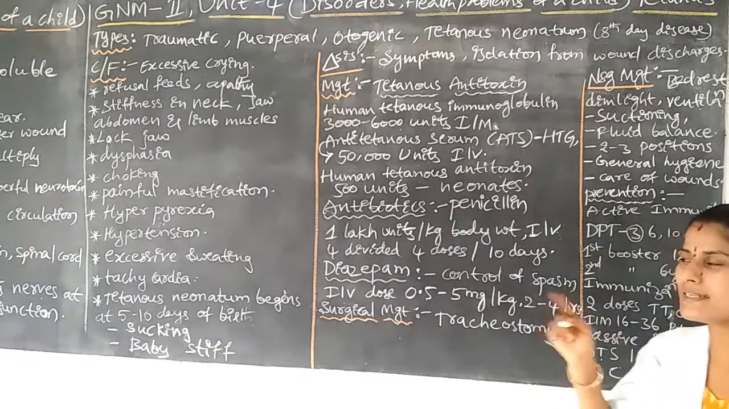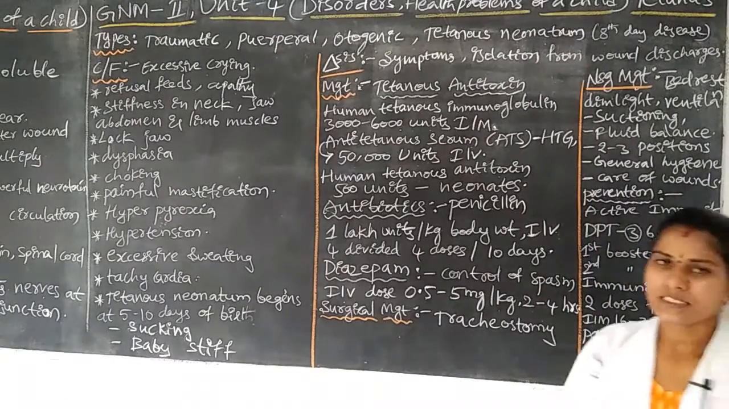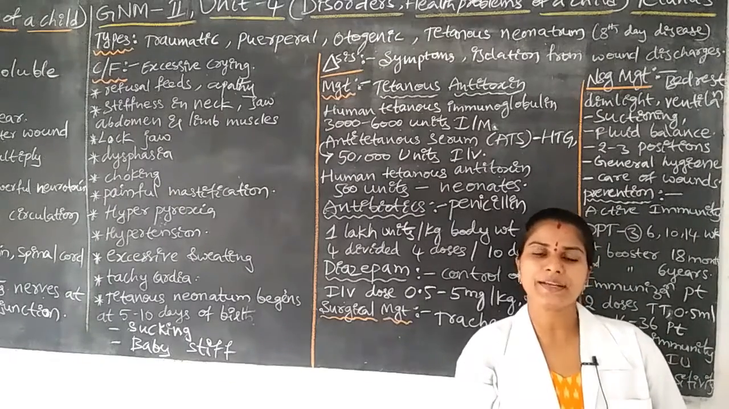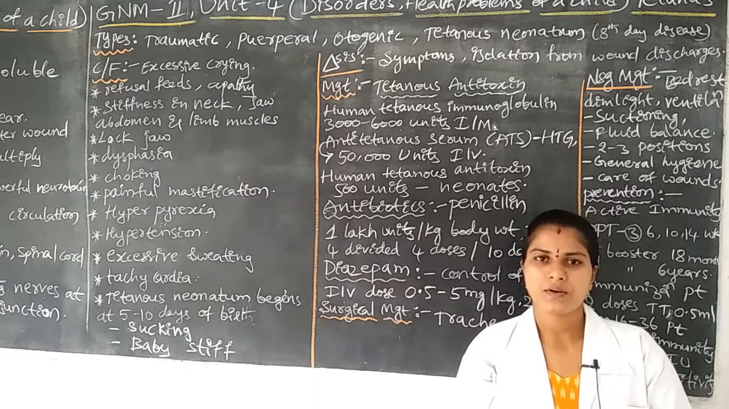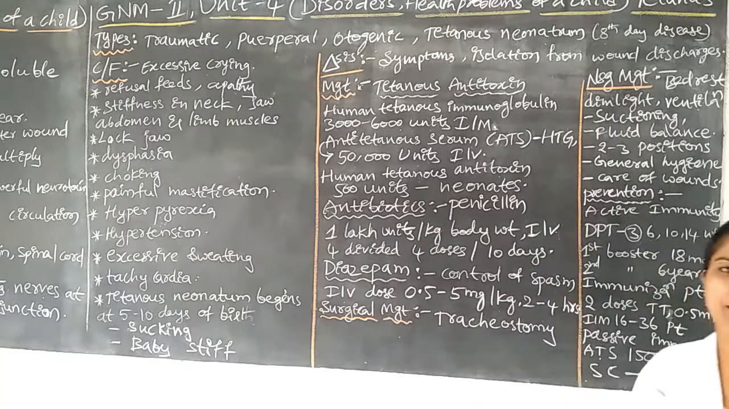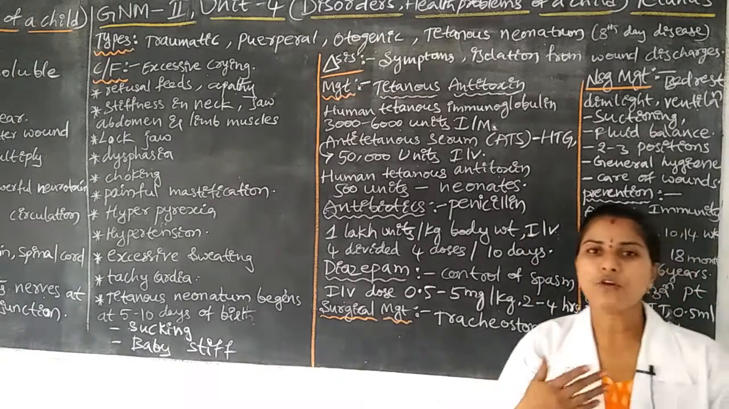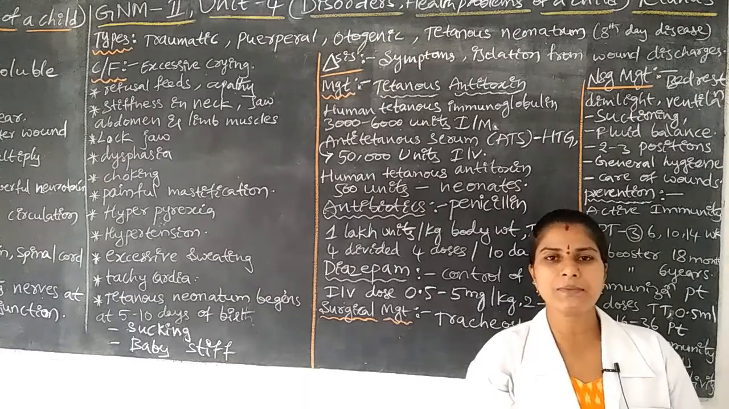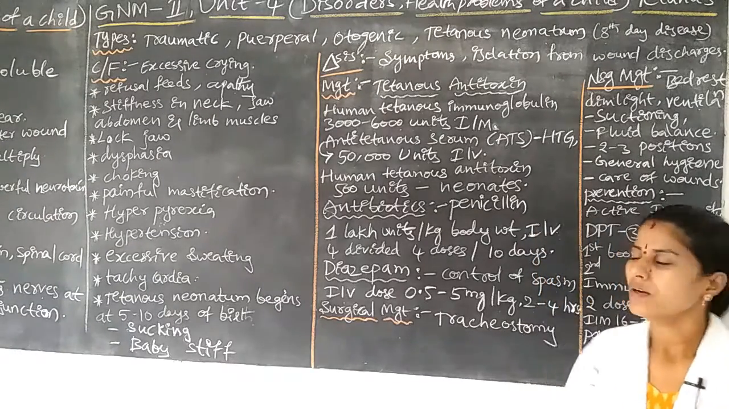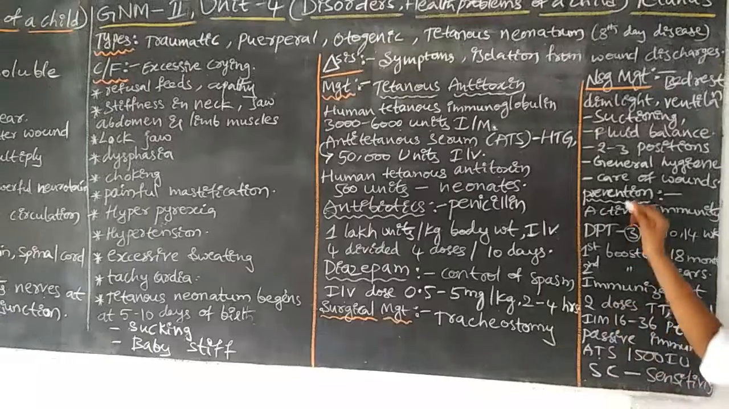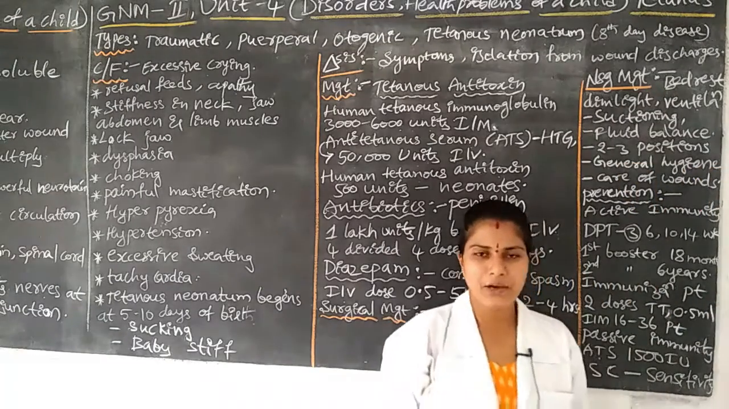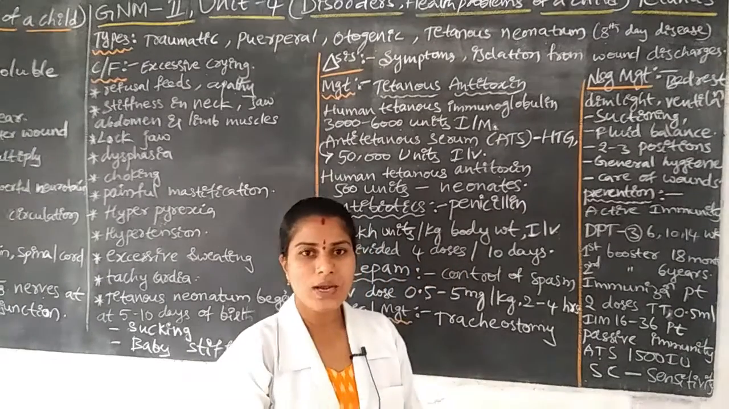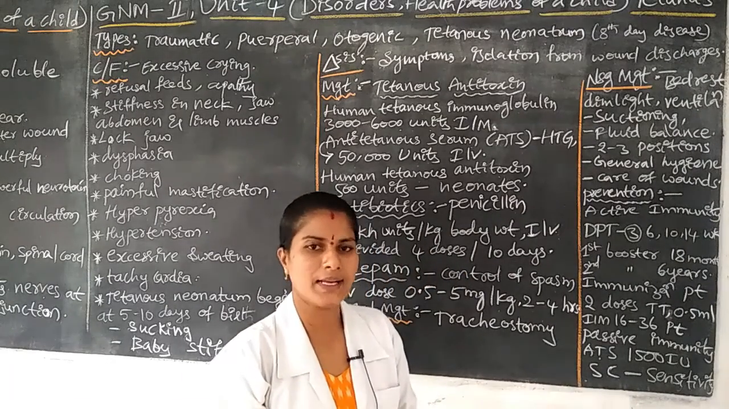Why? Because one reason is severe, excessive sweating. What happens means the fluid is lost from the body through the excessive sweating. For the maintenance of fluid balance we have to administer some fluids. Next, we have to provide general hygiene. What is general hygiene? Normal bathing and oral hygiene for improving their health.